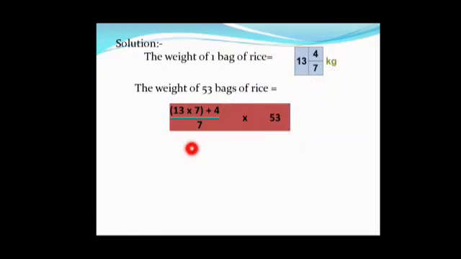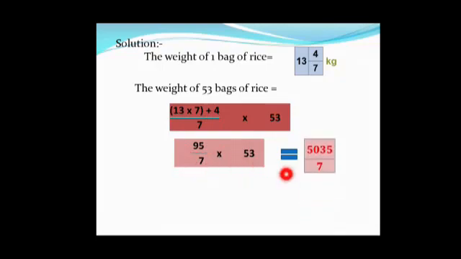So for that we need to convert this mixed fraction into an improper fraction first. So 13 multiplied by 7 plus numerator 4 here. Okay, so after solving that we can get here 13 multiplied by 7, 91 plus 4, that is 95. 95 by 7 multiplied by 53. So 95 by 7 multiplied by 53 is equal to 5035 upon 7.